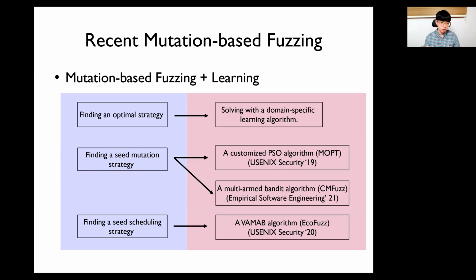Likewise, for finding an optimal seed scheduling strategy, EcoFuzz presented a variant of adversarial multi-armed bandit algorithms. So I think you can also come up with a very trending solution by converting or reducing your domain-specific problems to these suitable learning algorithms.